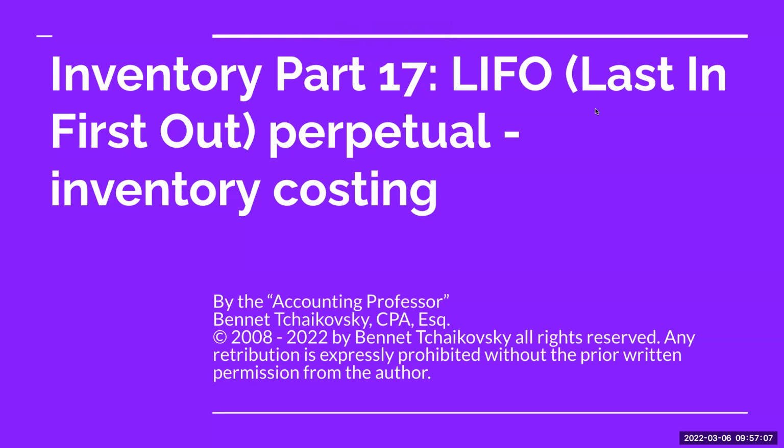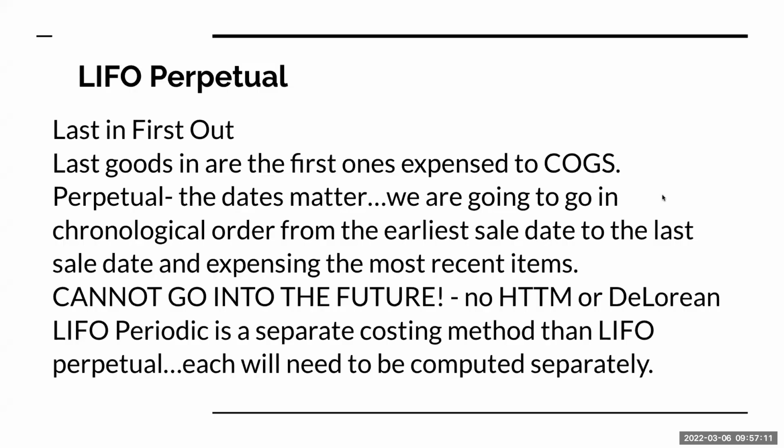LIFO, last in, first out, perpetual inventory costing. So what exactly is LIFO perpetual? It's last in, first out. The last goods in are the first expense to cost of goods sold. But this is perpetual, right?